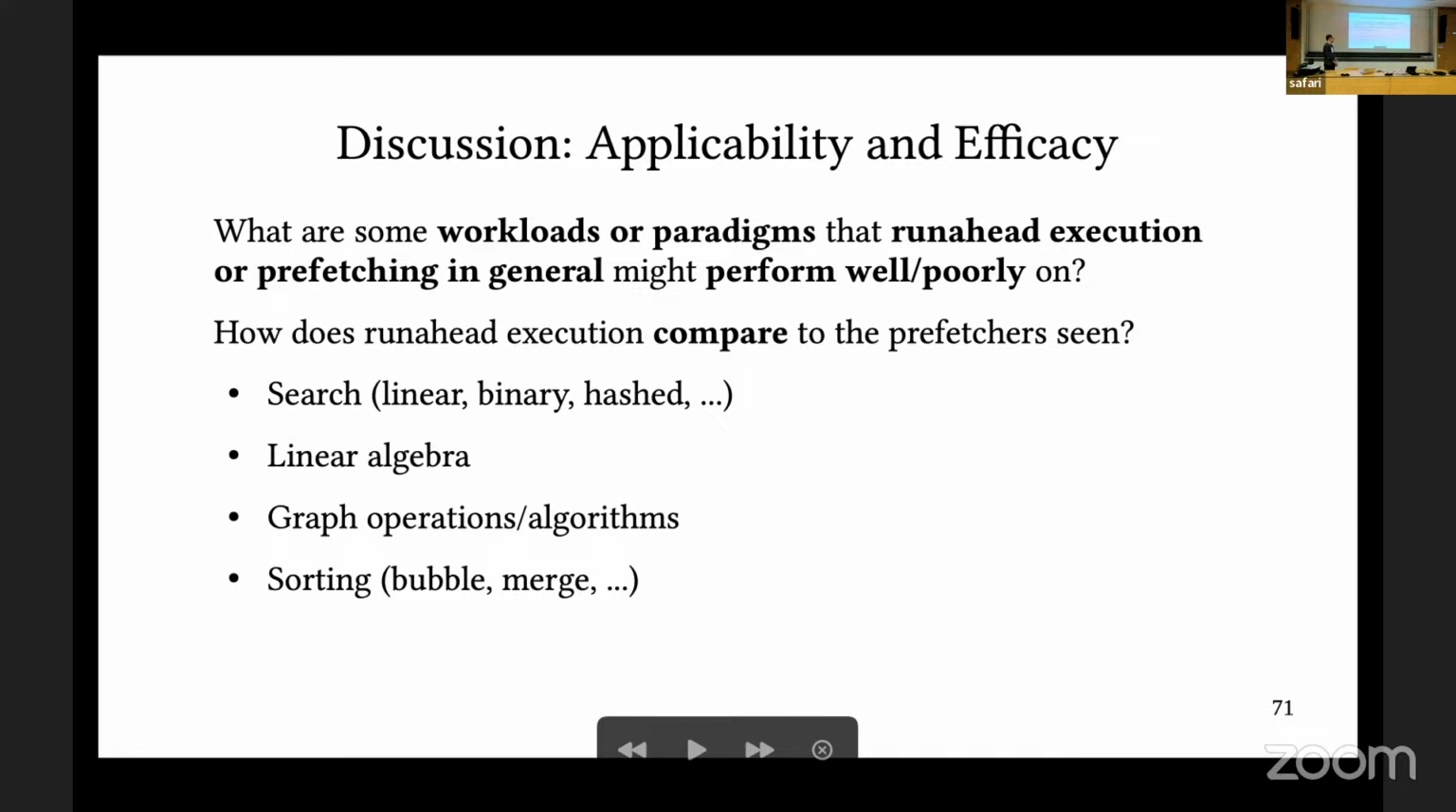Something a little more interesting again is maybe graph operations or algorithms. If you think of an adjacency list kind of structure, and you want to do operations on the neighbors of a node, for example, that kind of workload. Do you think that will work well for either of these types of prefetching, or poorly?